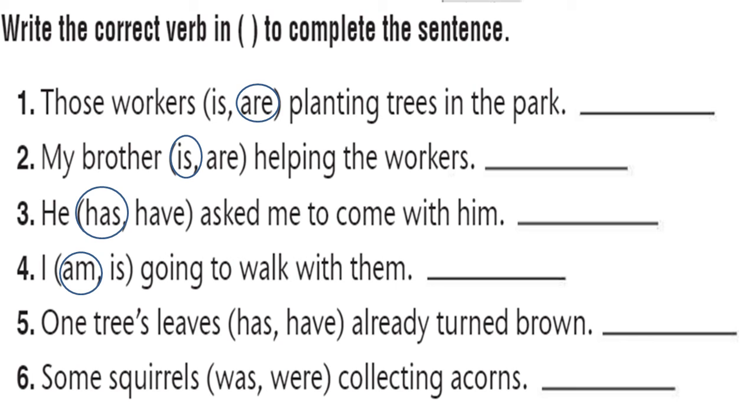Number 5. One tree's leaves already turned brown. So we've got leaves, that's a plural, and we're going to choose have. One tree's leaves have already turned brown. Number 6. Some squirrels blank collecting acorns. Some squirrels was collecting acorns or were. Now we have some squirrels. That means more than one squirrel. So some squirrels were collecting acorns.